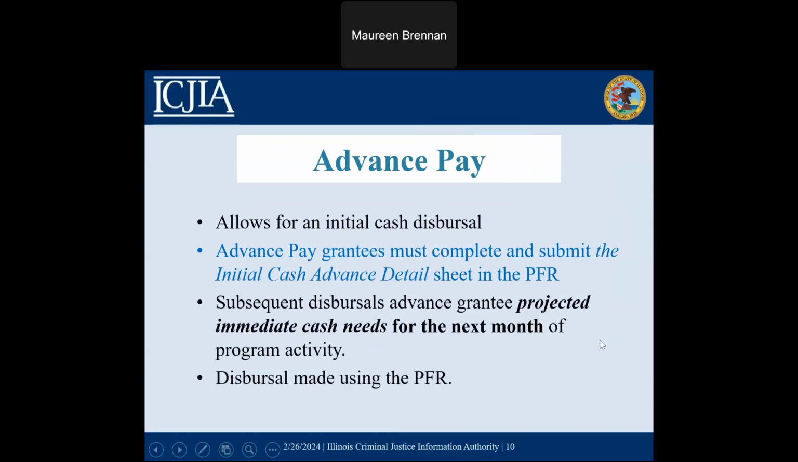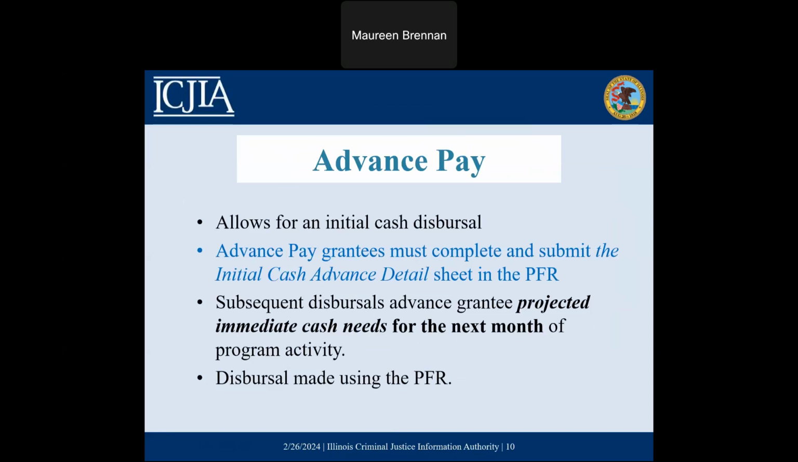The next method of dispersal that we use is the advance pay. Now, under advance pay, this does allow for an initial cash dispersal for that first month's projected expenses. So advance pay grantees do need to complete the initial cash advance detail sheet in their PFR and their cash budget that will help project their expenses throughout the life of the grant.